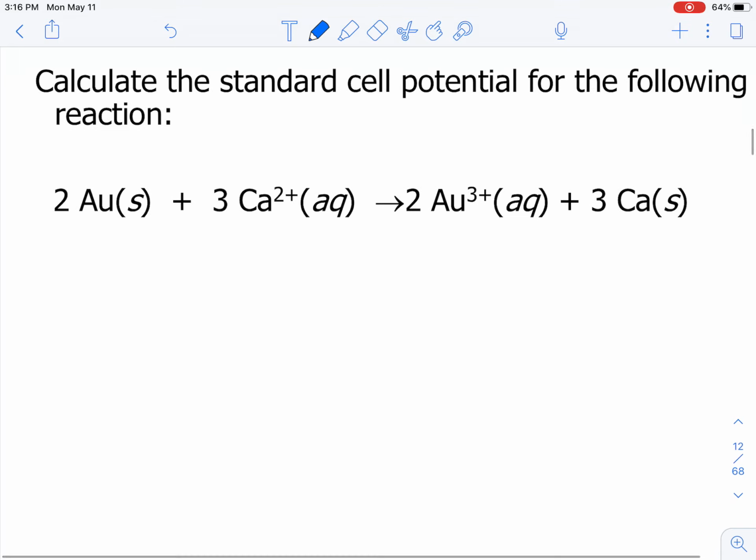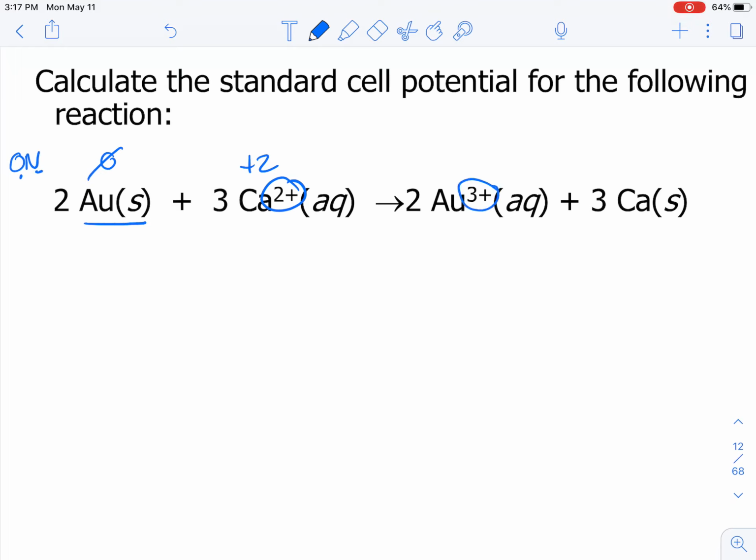All right, so to calculate the standard cell potential for the following, we need to identify what's undergoing oxidation and what's undergoing reduction. So here we need to list out our oxidation numbers. We have a pure substance of gold, so that's an oxidation number of 0. The charge of calcium is 2 plus, so this is going to be plus 2. Gold is 3 plus, so this is plus 3. Calcium, there's no charge, so it's going to be 0. It's a pure solid.